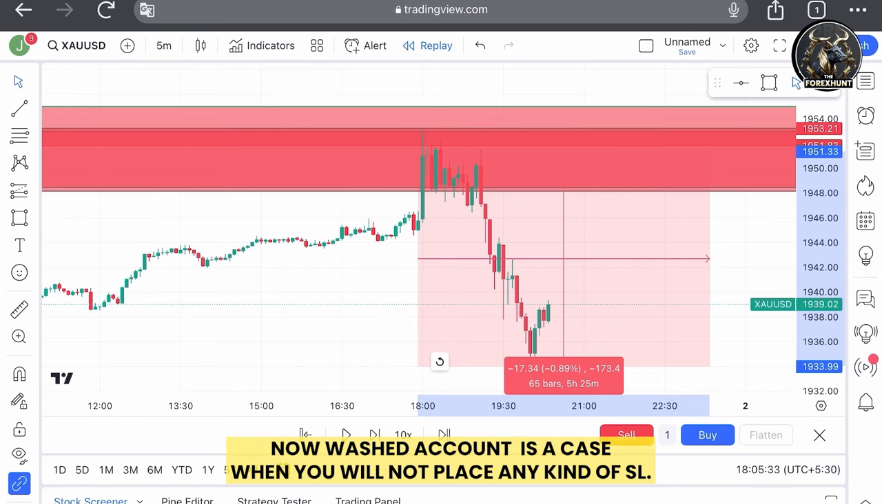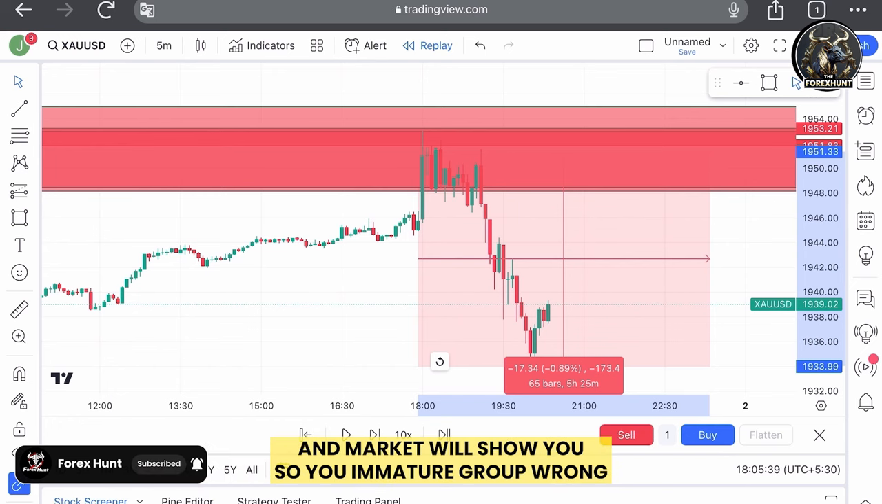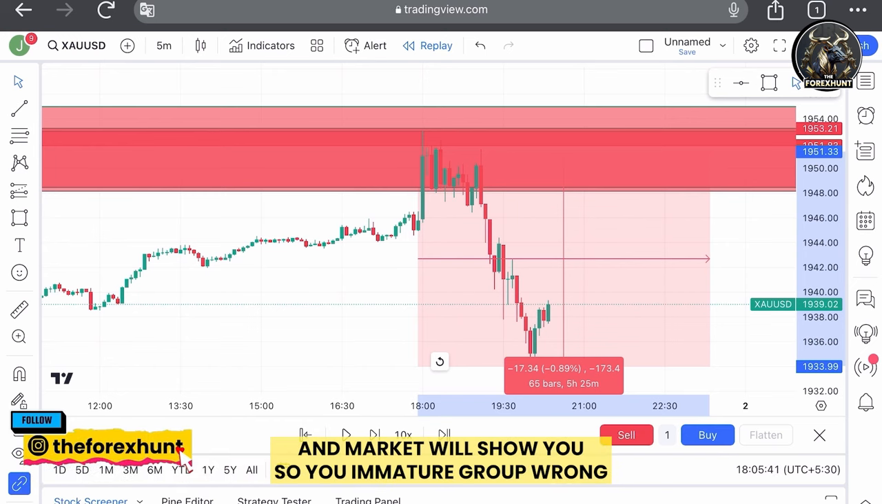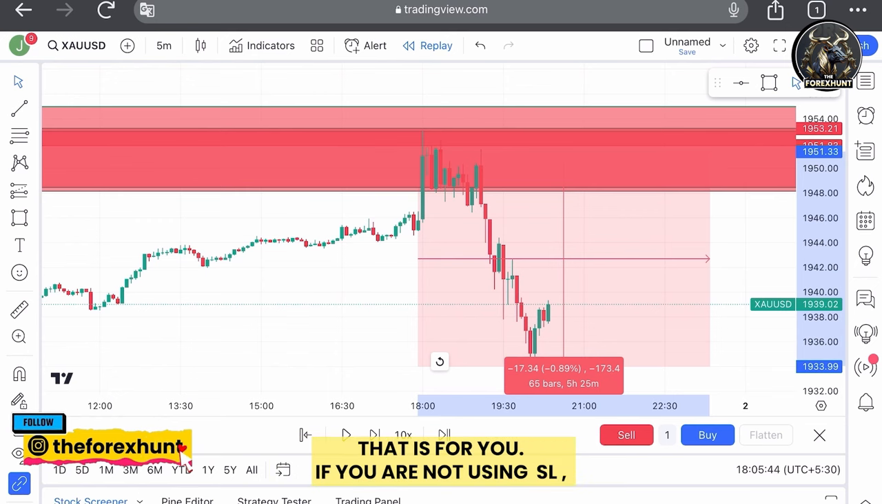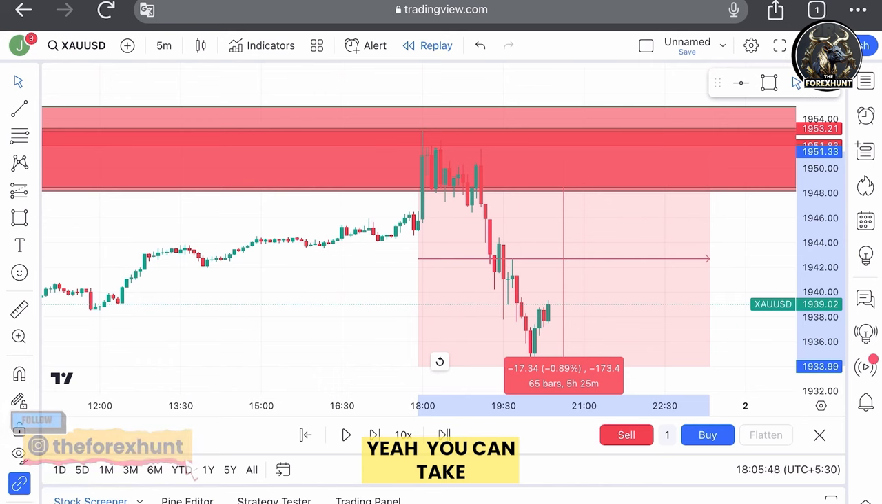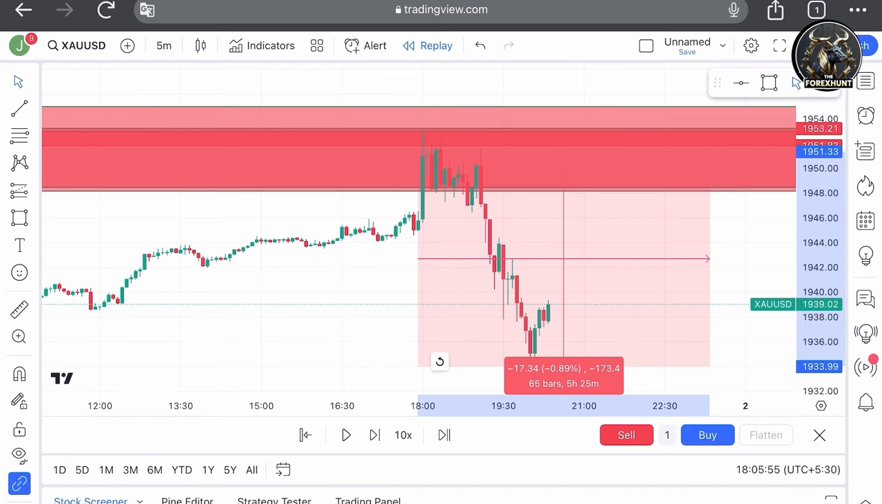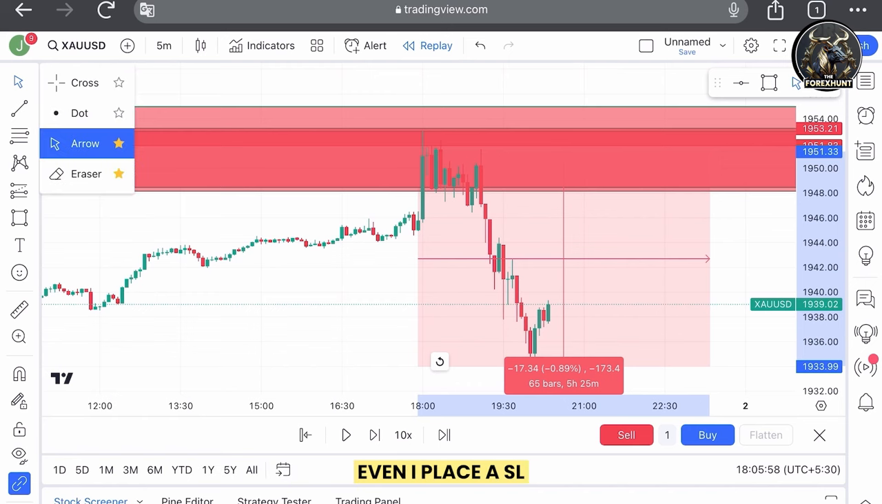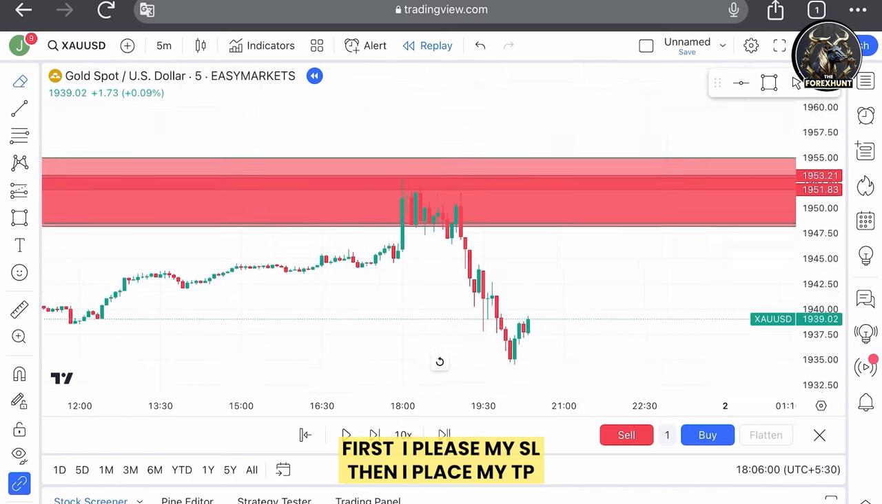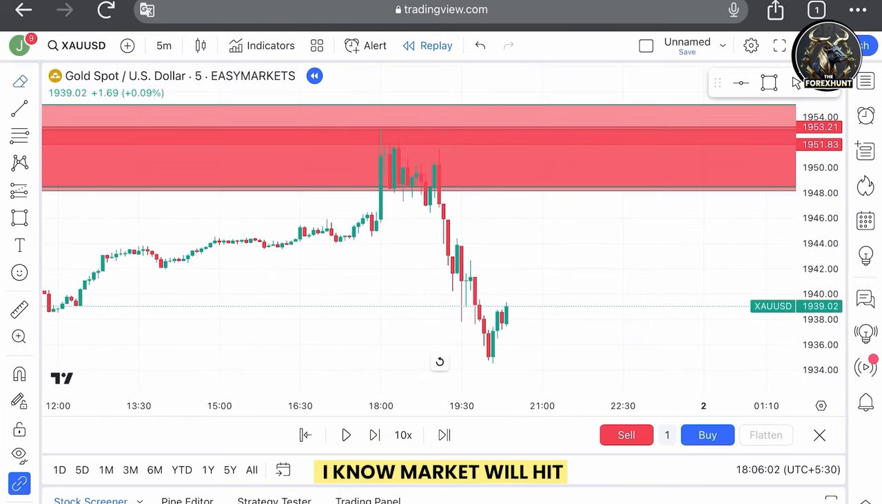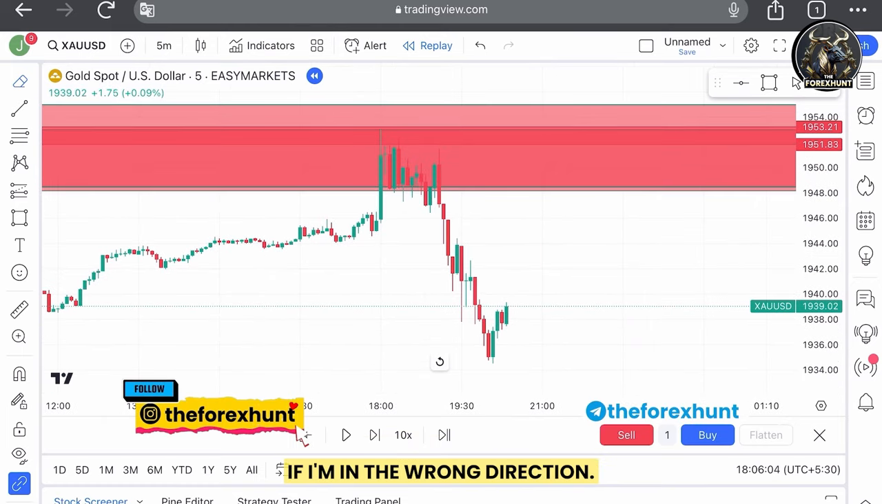No, a worst account is the case when you do not place any kind of SL. You try to become a hero in the market and the market will show you an immediate grave. That is for you if you are not using SL. Yeah, you can trade without SL, but when you become a pro trader, even I place SLs. First I place my SLs, then I place my TPs. I know the market will hit if I am in the wrong direction.